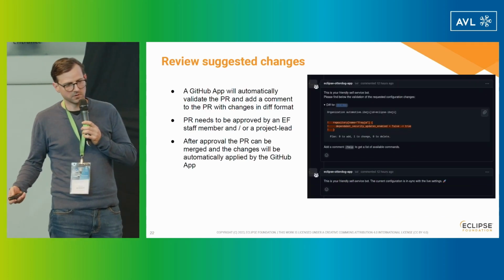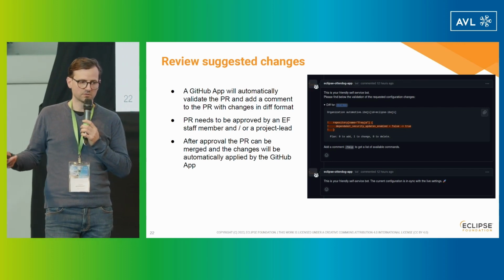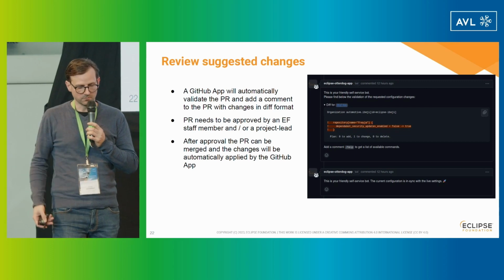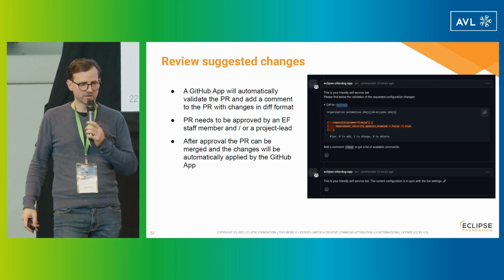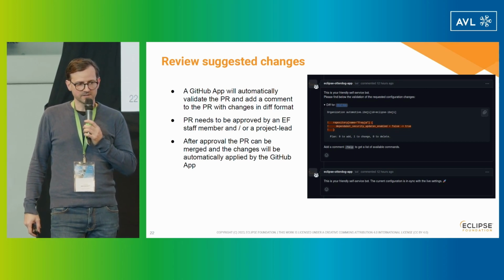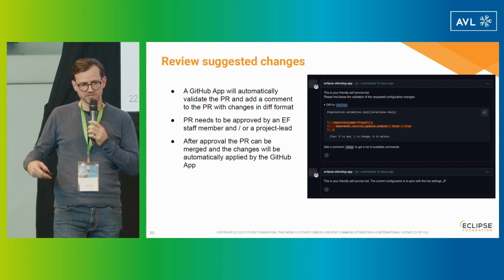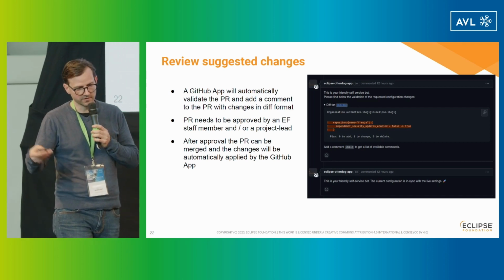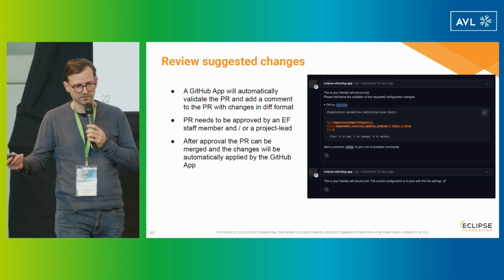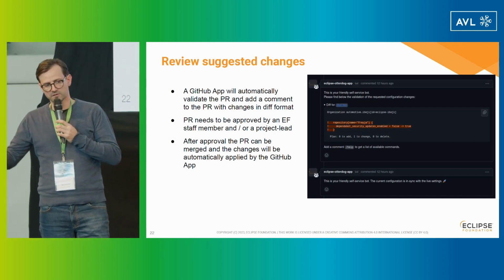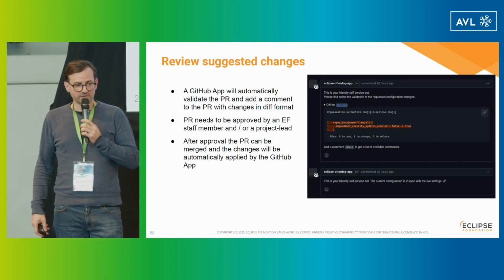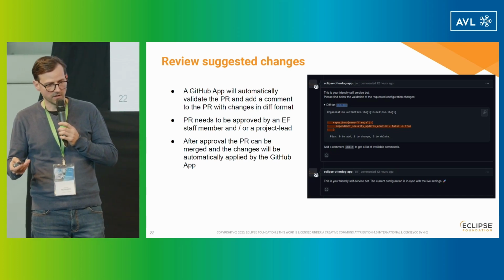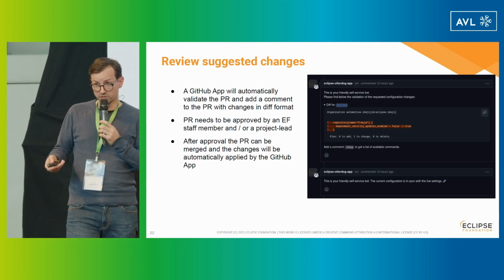Then you will see some comments added to the PR that will be automatically added by the tool that runs in the background, of course. It verifies that the configuration change is valid. You could, for example, make a mistake. You could miss a semicolon or do something that is not supported. Then, of course, you get some errors. But in case everything is okay, you will see in a diff-like output what changes are going to happen.